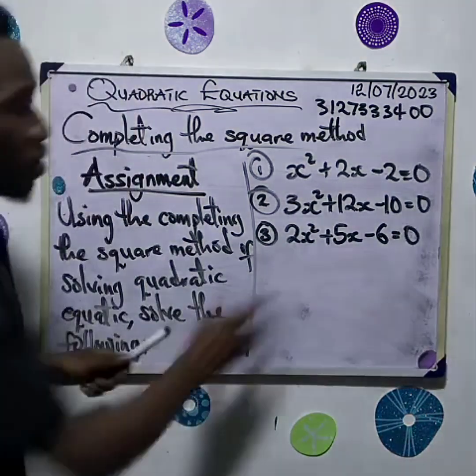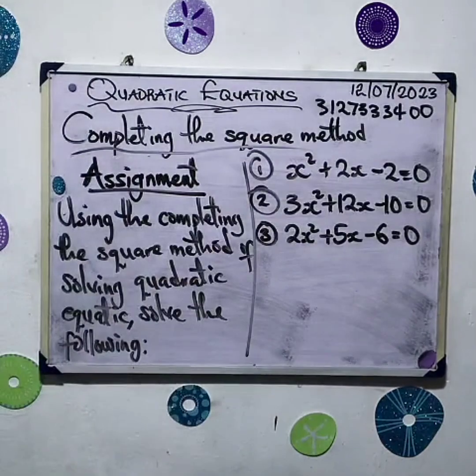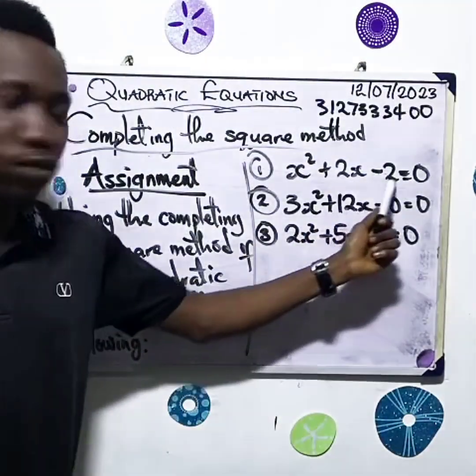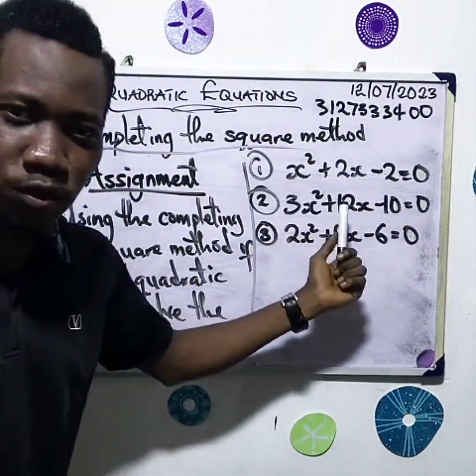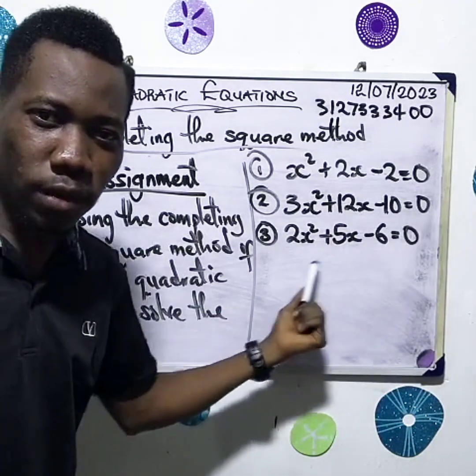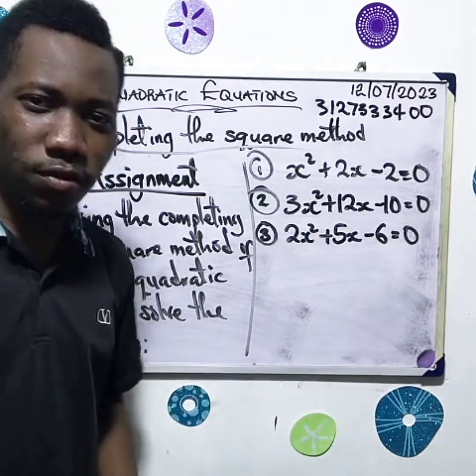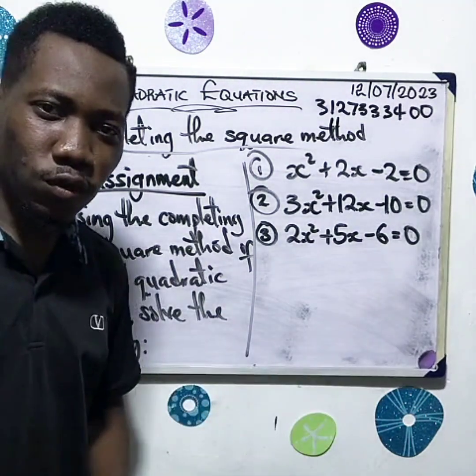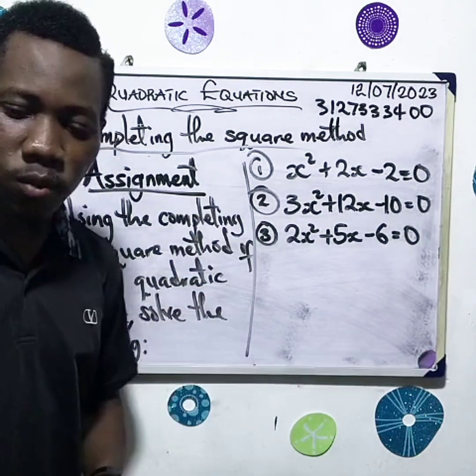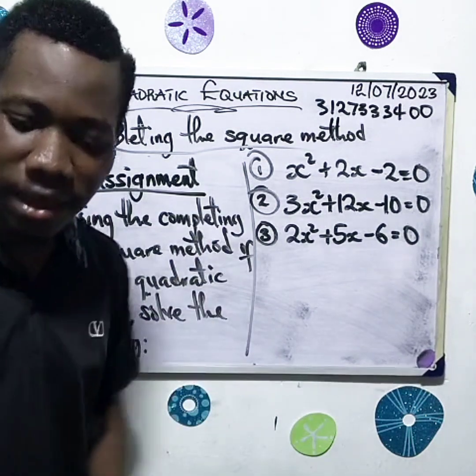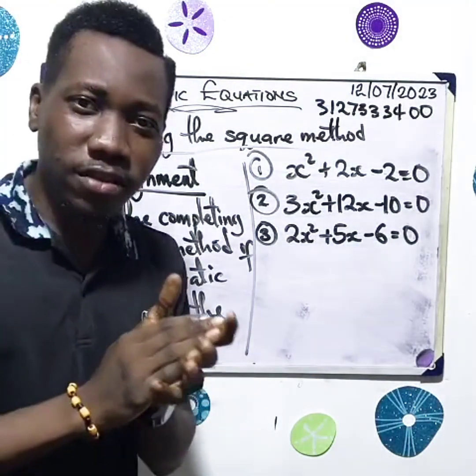We are available. So these are the 3 questions you have as assignments: x squared plus 2x minus 2 equals 0, 3x squared plus 12x minus 10 equals 0, 2x squared plus 5x minus 6 equals 0. Solve for the roots using the completing the square method. Okay, that's the end of today's class.